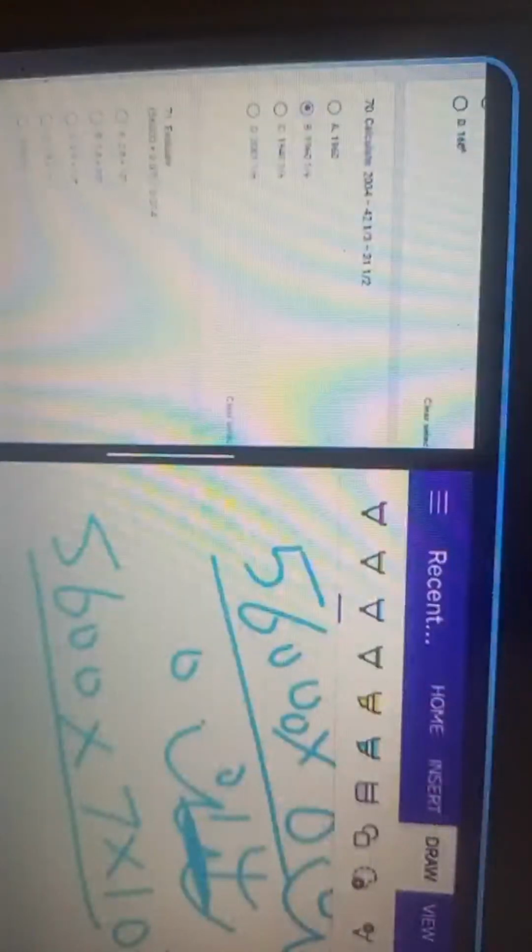So it's not 5,600, it's 56,000. Yes, thank you for that. 56,000, yes. So at this point I have 1, 2, 3, which is 14 times 10 to the power of minus 3. So let's go on.